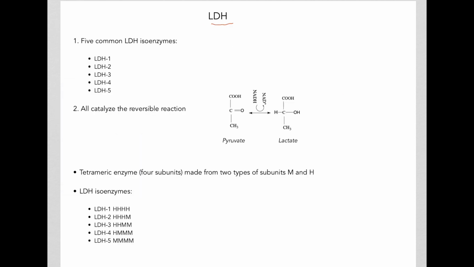For lactate dehydrogenase, we have 5 common isoenzymes, and these are called LDH1 to LDH5. They all catalyze the same reaction, and that's the interconversion between pyruvate and lactate. All of these isoenzymes are tetrameric enzymes. There are 4 subunits, which are made from 2 types of subunits, M as well as H.